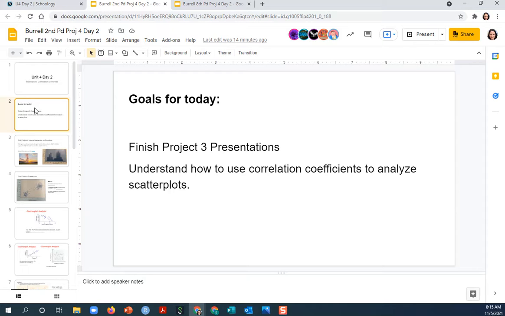Okay, so I don't think we have a ton of Project 3 presentations today, but we have at least one. We'll see. And we're going to talk about correlation coefficients and analyzing scatter plots.